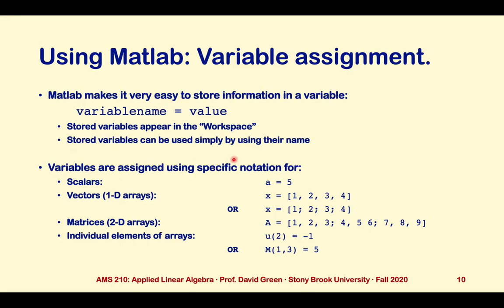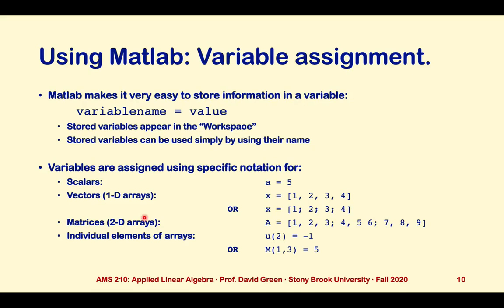We assign variables using a specific notation depending on whether we care about a scalar, where we just use the number, something like a equals 5, or if we want vectors. Vectors we can store in 2 different ways. We always use square brackets to delimit them, just like we often do in handwritten notation. If we use commas to separate the numbers, actually we can also use spaces. I recommend using commas. It makes it a little bit clearer. This will be a row vector. If we use semicolons to separate the numbers, this will be a column vector.